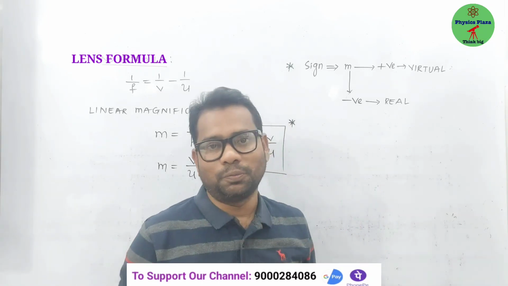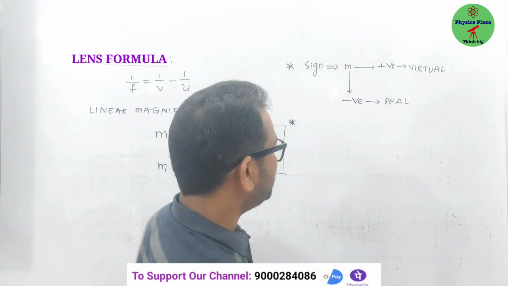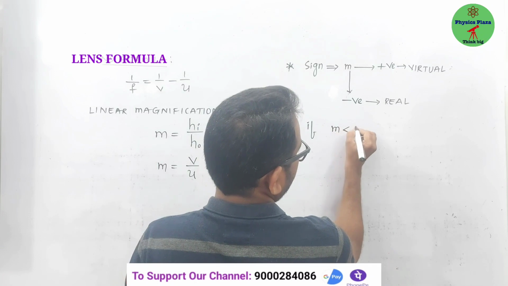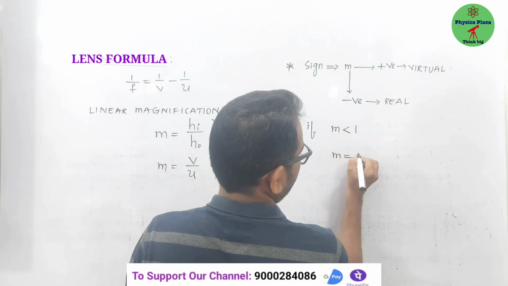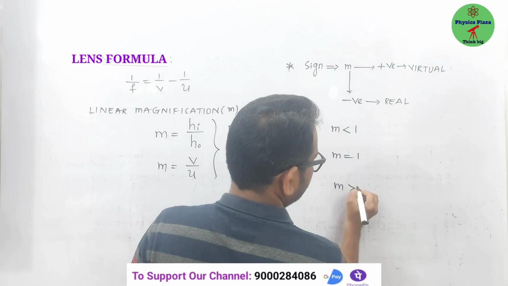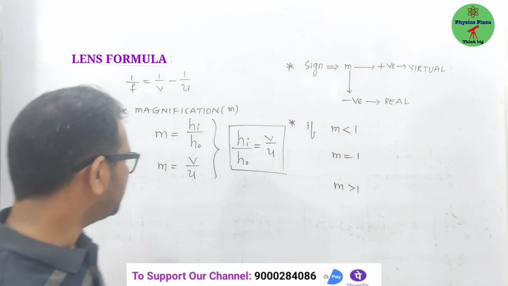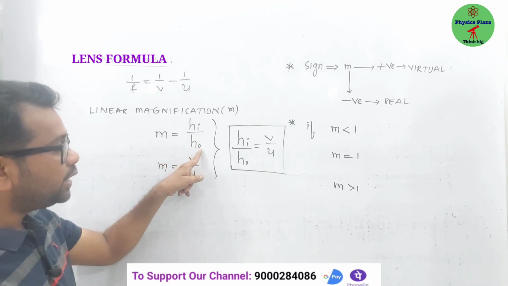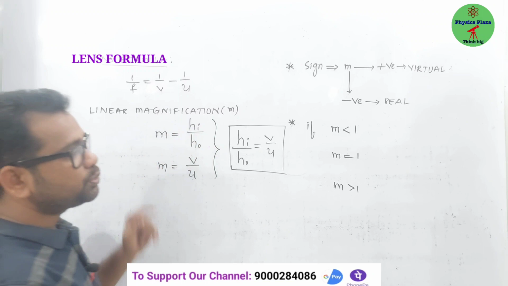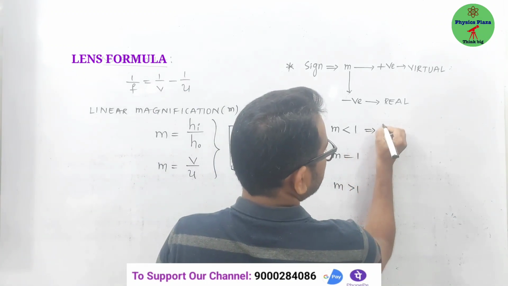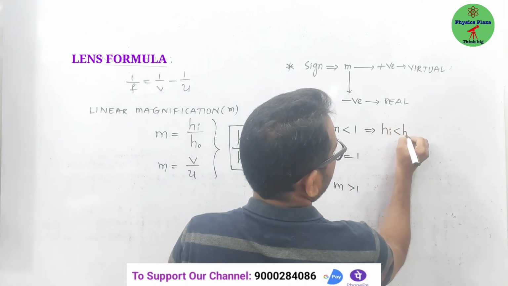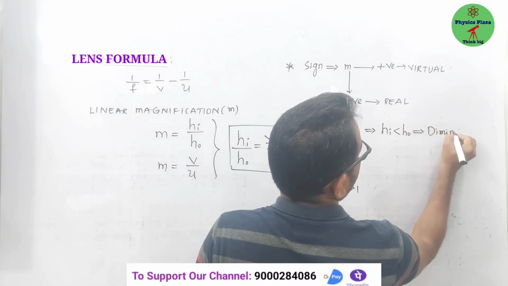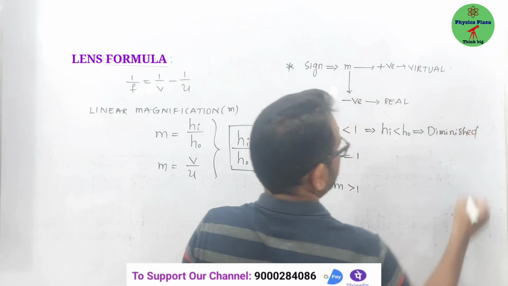And by knowing the value, what information do we have? Children, m can be less than 1, m can be equal to 1, m can be greater than 1. In which case can m be less than 1? M less than 1 means the denominator must be greater than the numerator. This is only possible if the image height is less than the object height. Image height is less, which means it is a diminished image.